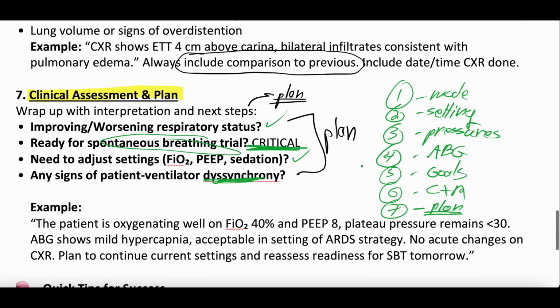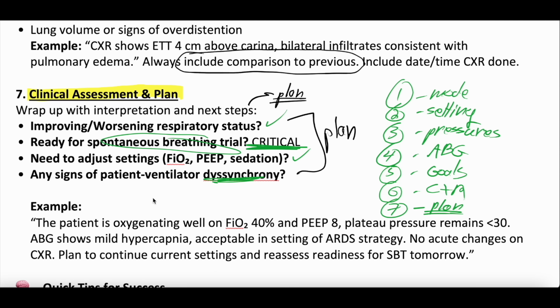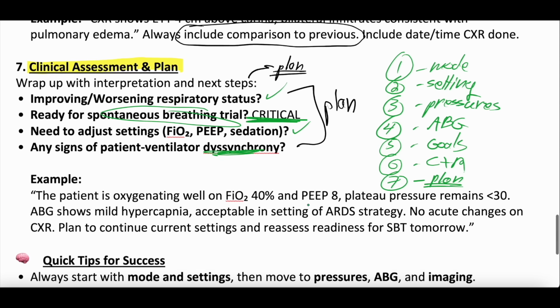If we were to go down, I think we wrote out an example too. We did. For the plan, this is something, if we were to say the clinical assessment and plan, you could say something like, the patient's oxygenating well on FiO2 40% and PEEP of 8. Their plateau pressure remains less than 30. ABG shows mild hypercapnia, accepting in the setting of ARDS strategy with permissive hypercapnia, no acute changes on the chest x-ray. Plan to continue current settings and reassess readiness for SBT tomorrow. Another example of a plan.